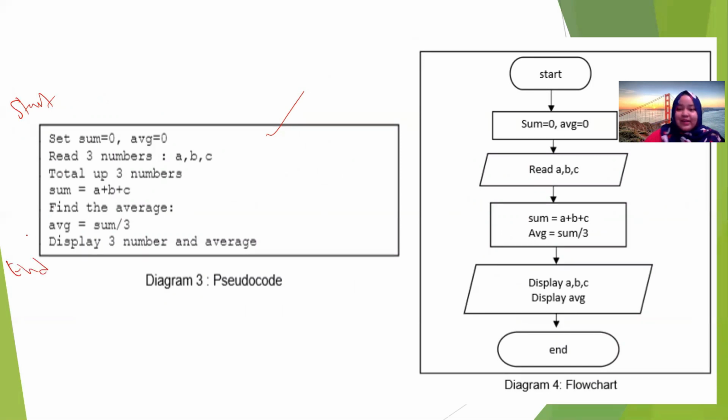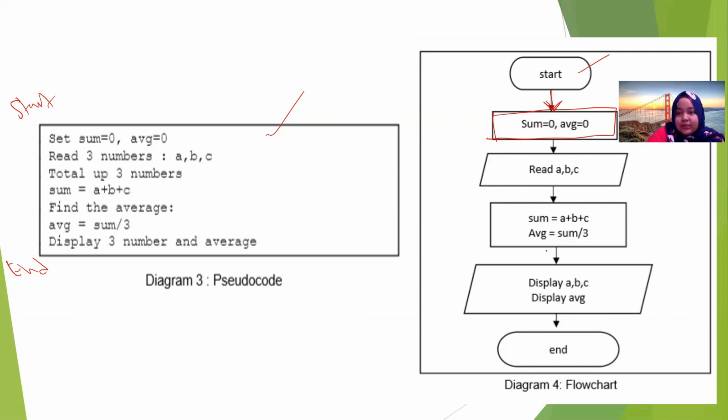Okay. So, ini dia. Nampak? Ini dia punya shape for the start. Letak dia arrow, letak arrow. Sum sama dengan kosong, average ini kita letak dia sebagai proses. Okay, rectangle. Read ABC. Okay, read ABC kita letakkan dia sebagai parallelogram.